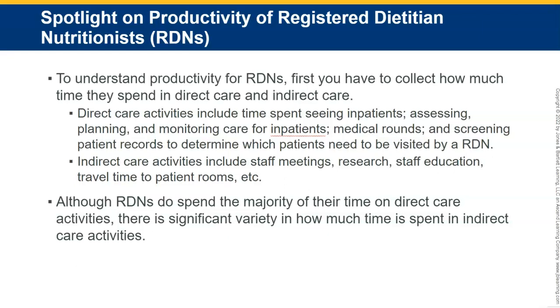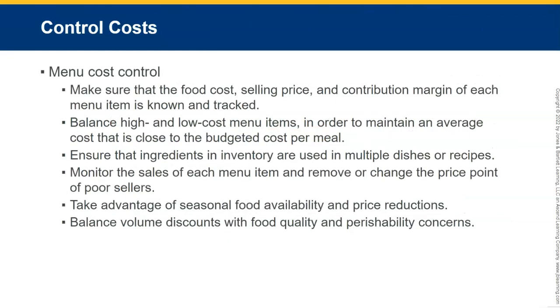Although RDNs do spend the majority of their time on direct care activities, there is significant variety in how much time is spent in direct care activities. If we're talking about controlling costs, especially through the menu, we're going to make sure that the food cost, selling price, and contribution margin of each menu item is known and tracked. We're going to balance high and low cost menu items in order to maintain an average cost that is close to the budgeted cost per meal.